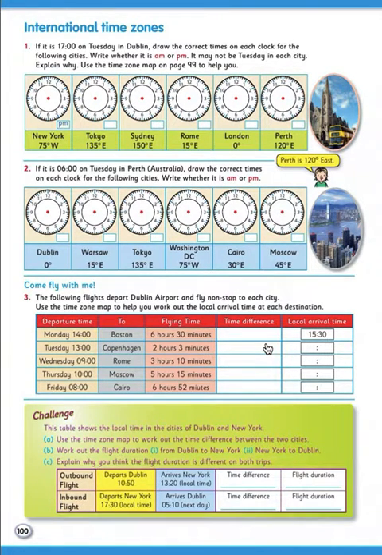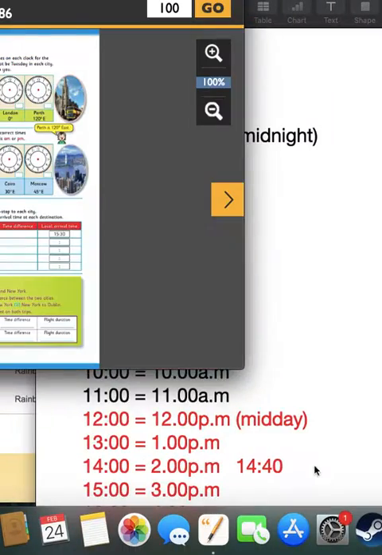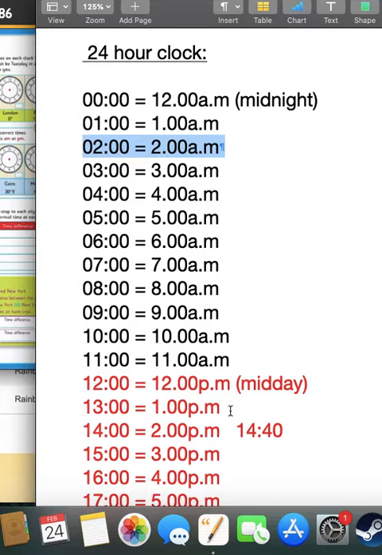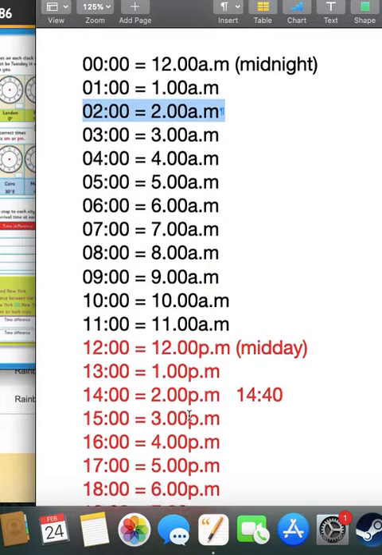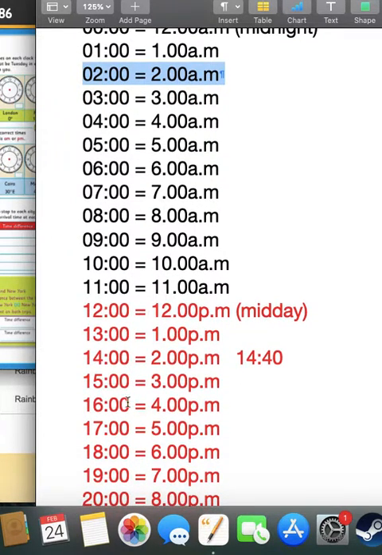Okay, so let's have a little look there at what you'd have to do. I'll do the first one here. Monday, it's 1400 when I leave Dublin, and it's going to be 6 hours 30. So I'm leaving at 1400 and it's going to take 6 hours. So 1, 2, 3, 4, 5, 6 hours. So that's 8 o'clock in the evening and 30. So it'll be 8:30 p.m. in Irish time when I arrive at Boston.